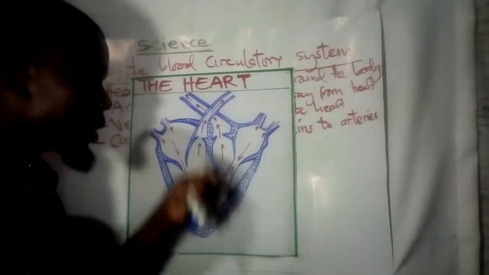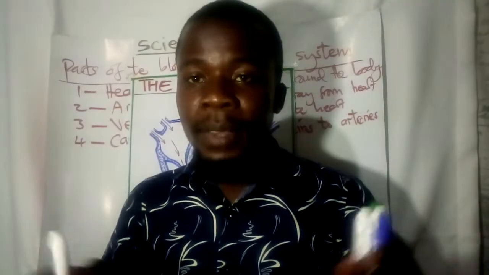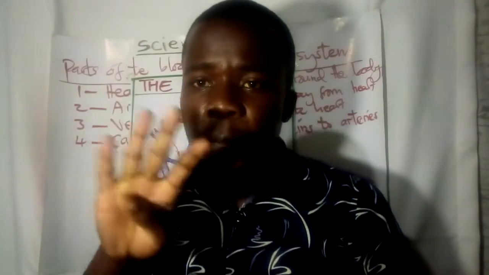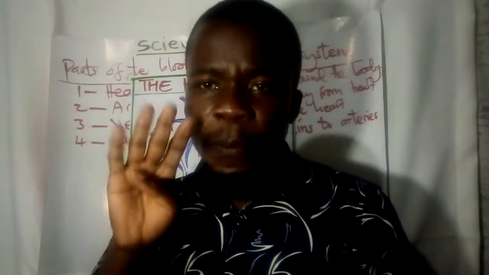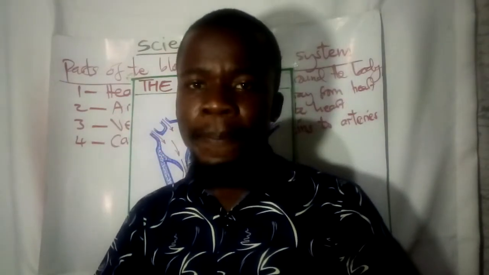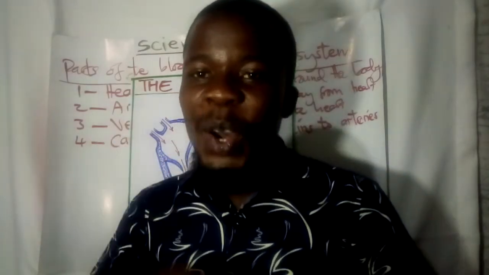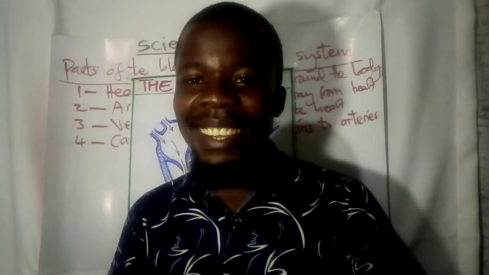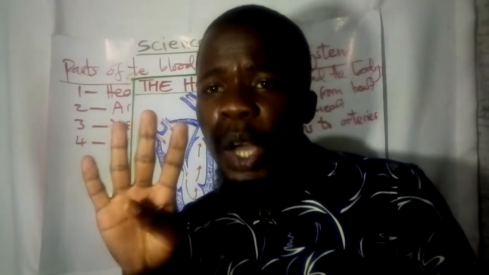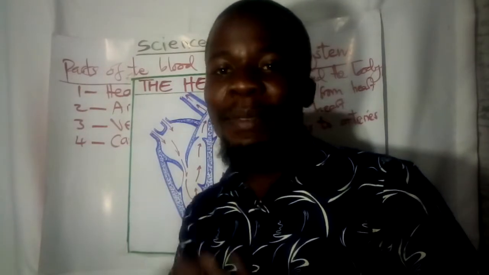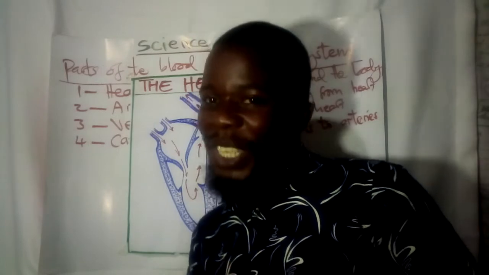The heart has got different parts. Firstly, I'll talk of the chambers. The heart has got 4 chambers. In other ways, I can say the heart has got 4 rooms. It has got 4 chambers. What are the chambers of the heart? You remember atrium? You remember ventricles?